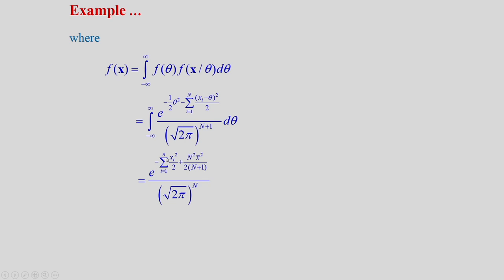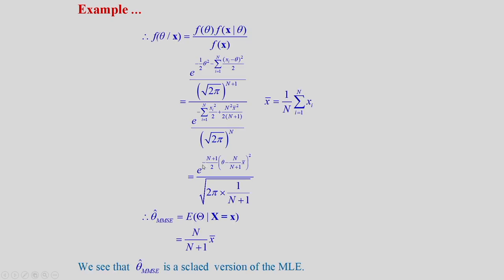summation i going from 1 to n of x i square divided by 2 plus n into x bar square divided by 2 into n plus 1. So, this we can simplify like this. This x bar is this quantity, x bar is 1 by n into summation x i going from 1 to n. This is the sample mean.